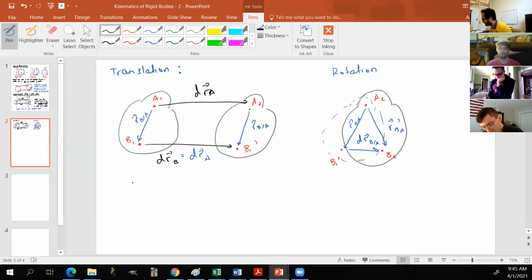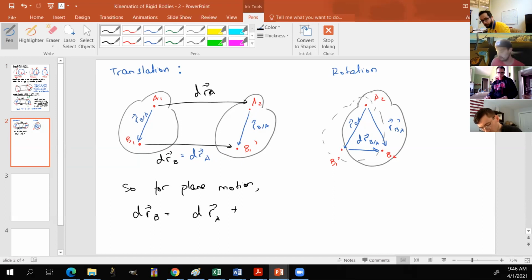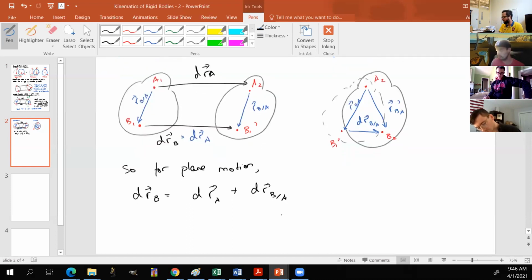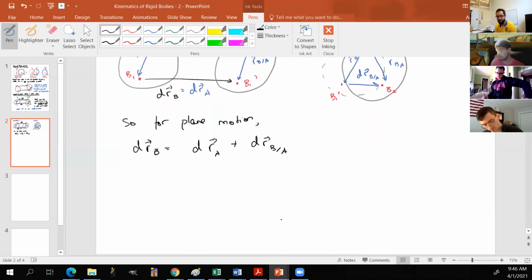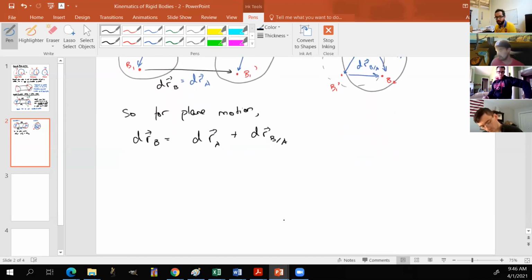So now for this plane motion, we can write that for this point B, dR of B is just equal to this translation, which is dR of A, plus this rotation which has taken place, which is just dR of B relative to A. And that's it. What your book spends 5 pages doing, we've done in half a page, right? You differentiate this expression and you get your expression for the velocity in general plane motion.